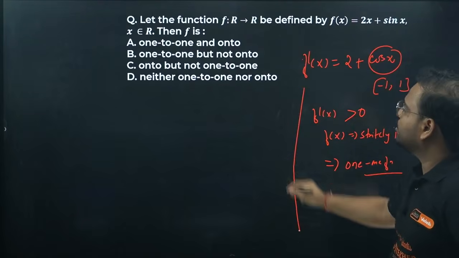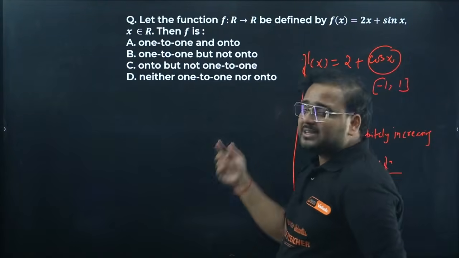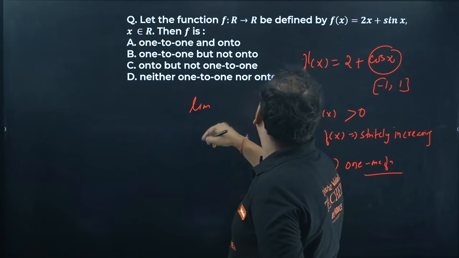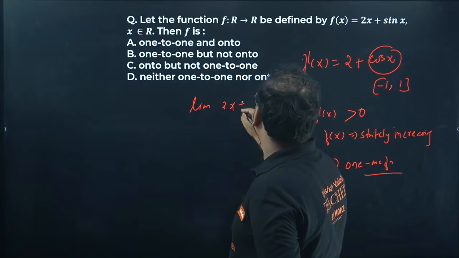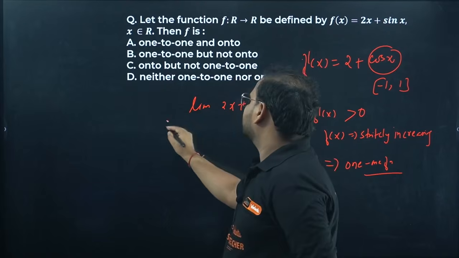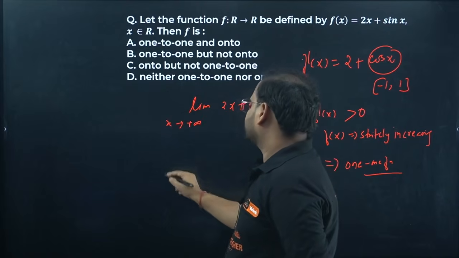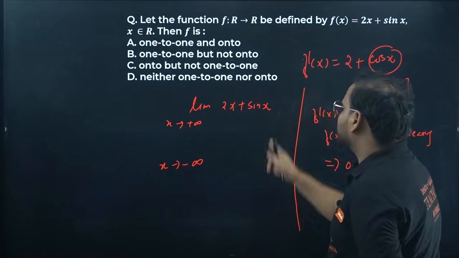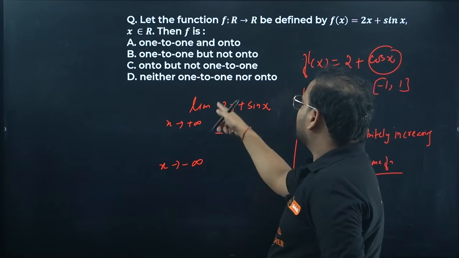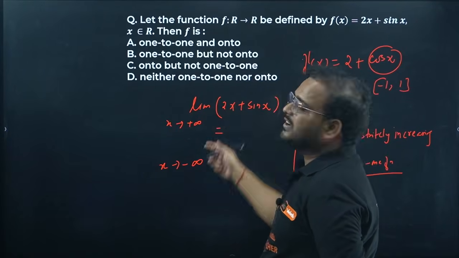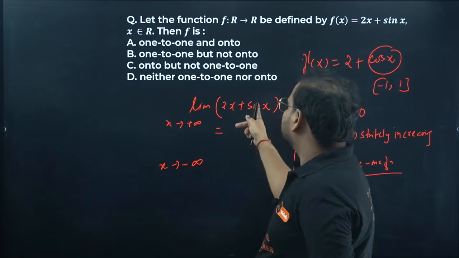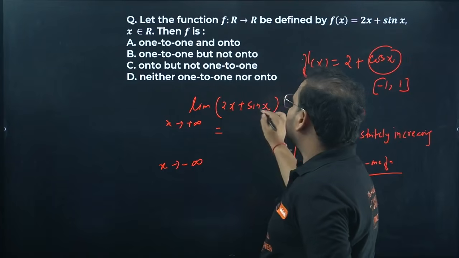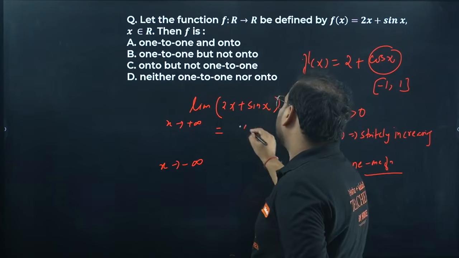Okay, let's move on to our next case, onto. For that we have a trick. We take the limit of the function at two points, when x tends to plus infinity and when x tends to negative infinity. For plus, the answer should be plus infinity. Check this out. If you put infinity here, 2 into infinity is infinity only, and sin x will be between -1 and 1. So the answer will be infinity only, right?